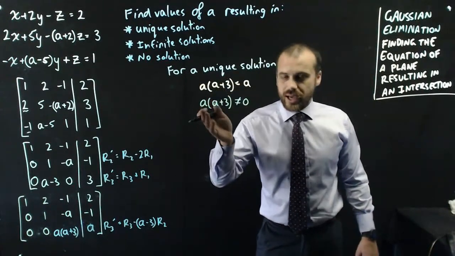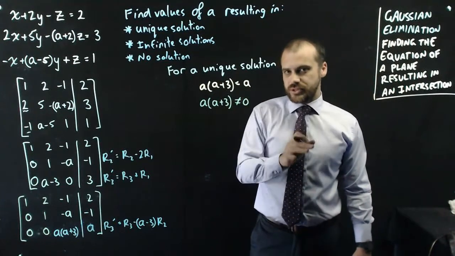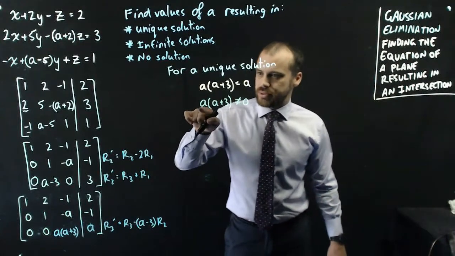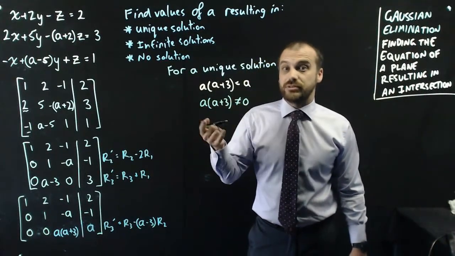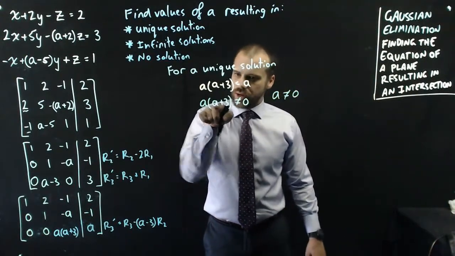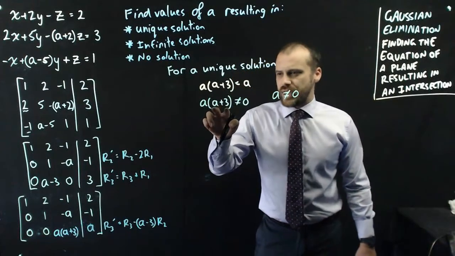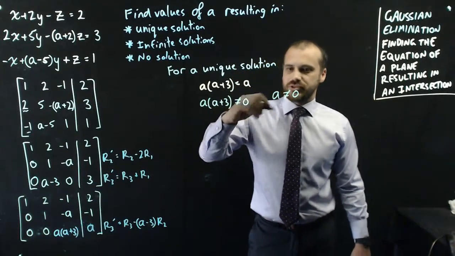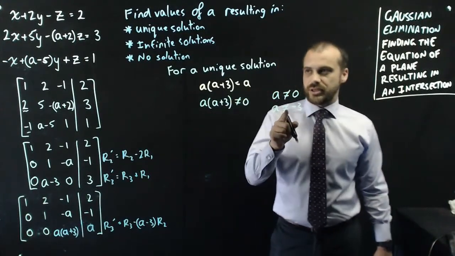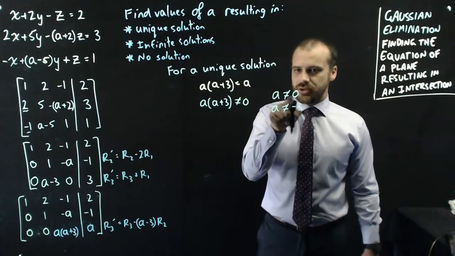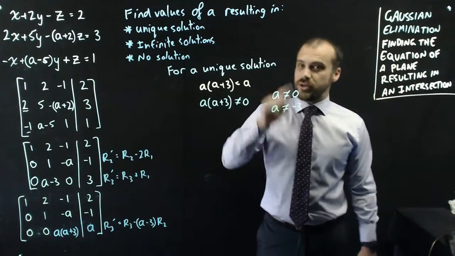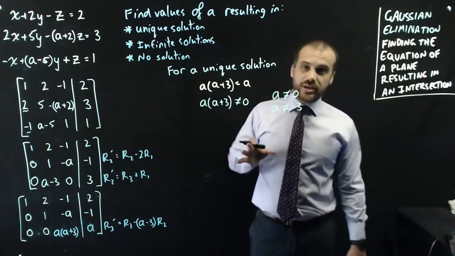Now, what would make a and a plus 3 not equal 0? Well, if a was 0, that wouldn't work, because that would be 0 times something, and that would give us 0. So a cannot be 0. Or a plus 3, for that to be 0, a would be negative 3. So a cannot equal negative 3. So for a unique solution, a cannot be 0 and a cannot be negative 3. If a is either of those things, we're not going to get a unique solution. But anything else will work.